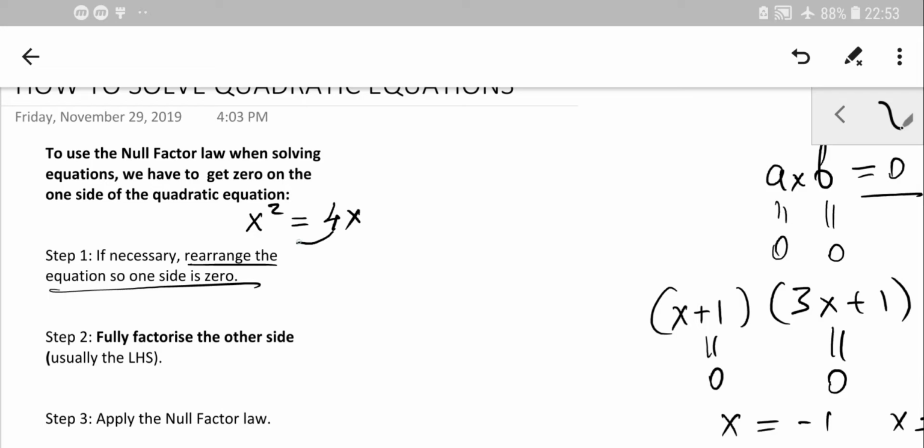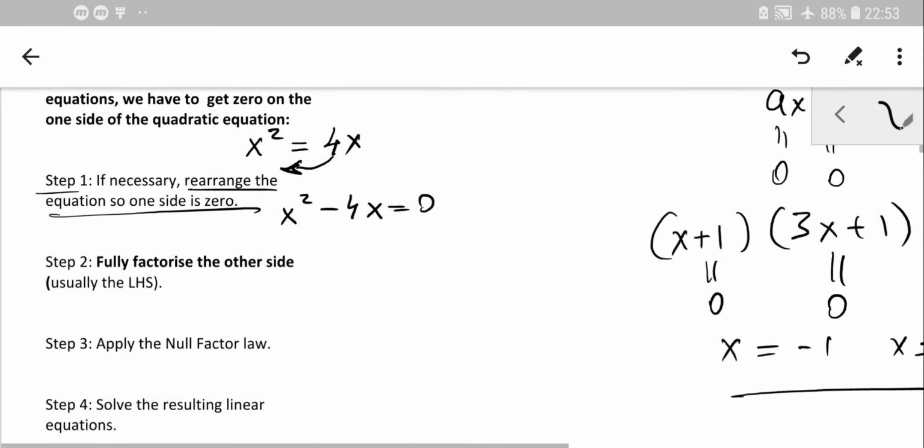The best way is to transfer all terms to one side and collect them. So x squared minus 4x equals 0. We've done the first step. The next step: fully factorize the other side, usually the left-hand side. And indeed, we have that on the left-hand side because the right-hand side of the equation is 0. So we accomplished step 1.